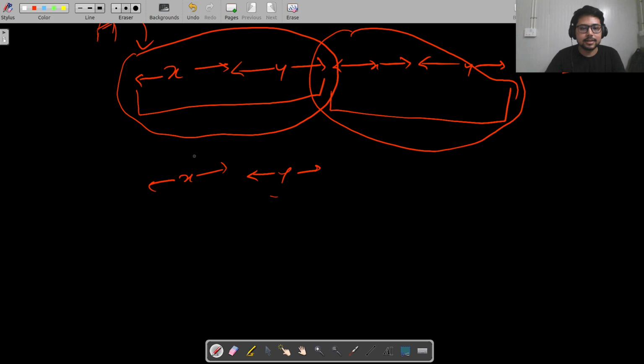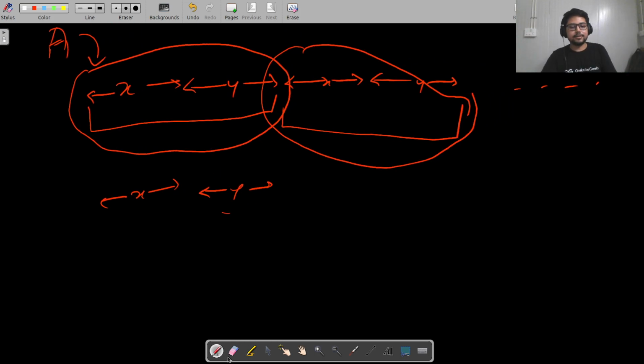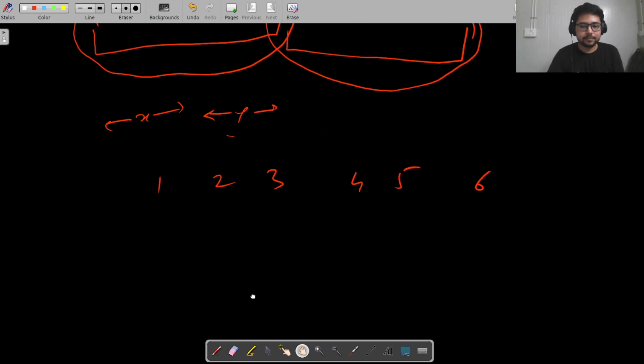I will reiterate this part. It's very important to understand this. For instance, let us take an example to understand it. Let's say indices 1, 2, 3, 4, 5, and consider 6. And here consider x is equal to 1 and y is equal to 1 for simplicity.